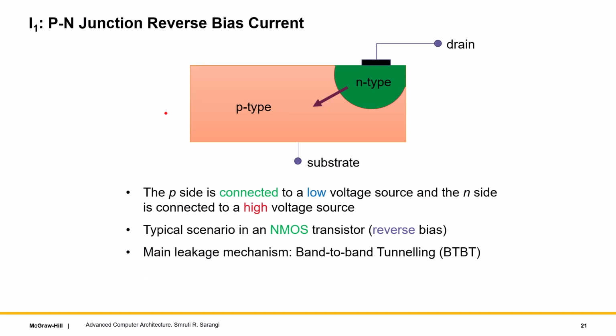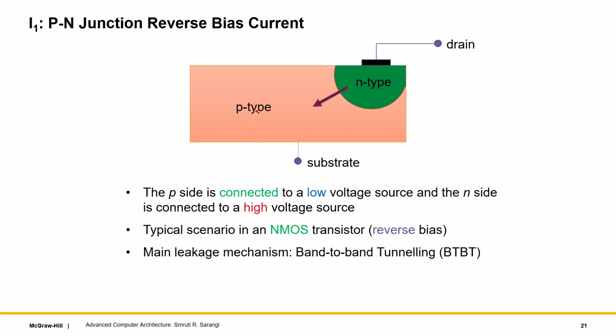So let's now look at each of these sources of leakage and talk about them. So let us look at the PN junction reverse bias currents. In general, in reverse biasing, you don't expect a lot of current flow. So that's the reason we have a tiny amount of current flow, which is leakage current.